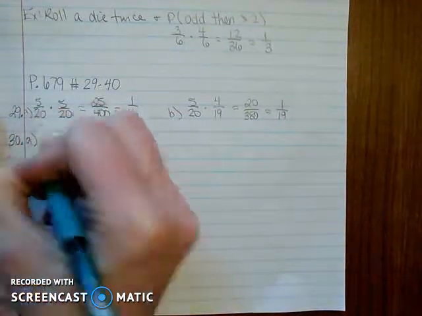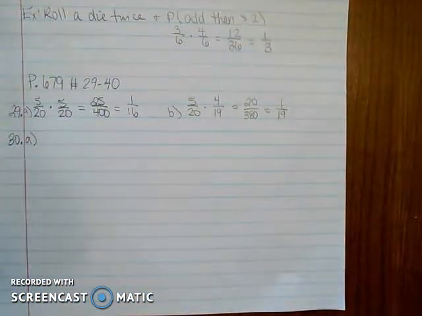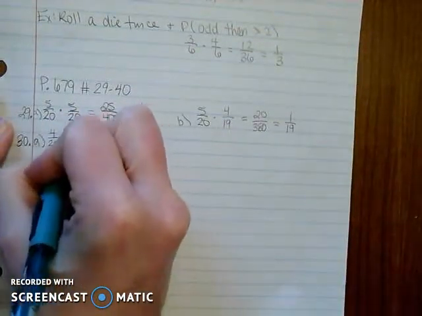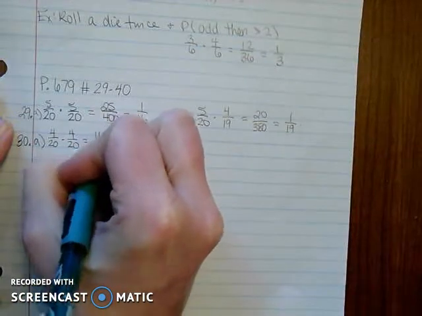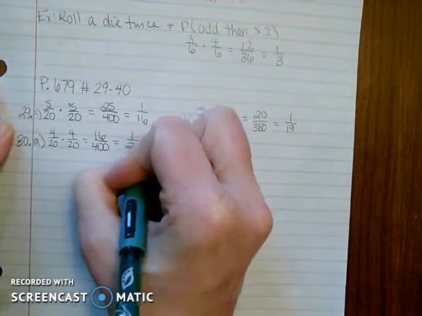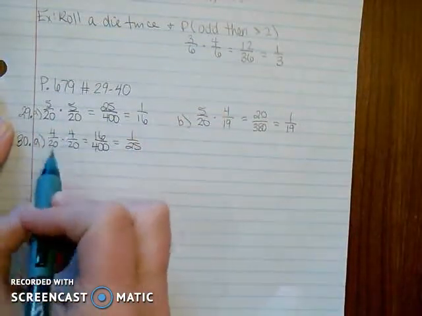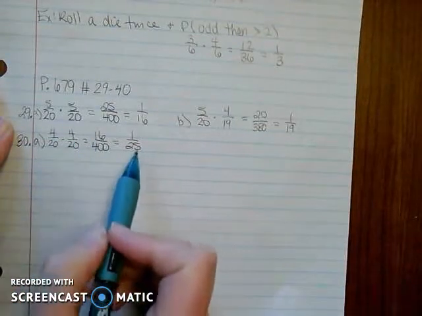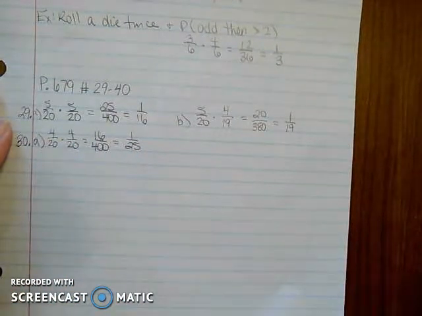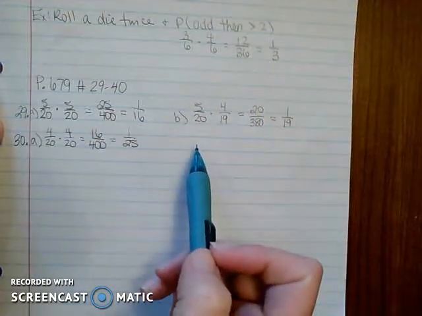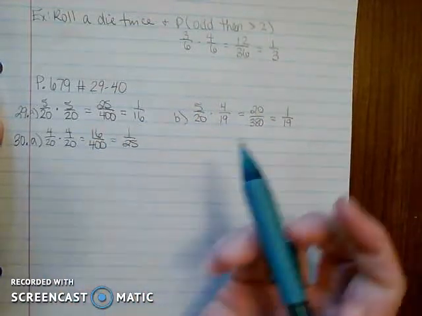Number 30 wants them both to be 3s. This is very similar. Now there's only 4 3s. So 4 out of 20 times 4 out of 20 would give us 16 out of 400, which is 1 out of 25. Some people are saying, well, why don't you simplify these first? You are more than welcome to do that. It would be easier. 1/5 times 1/5, you could get 1/25 right away. I'm just going to write it all out, but if you want to simplify it first, that does make it a little bit easier. Obviously not as easy over here since we're going to be at a 19, but this one makes it a little bit easier.